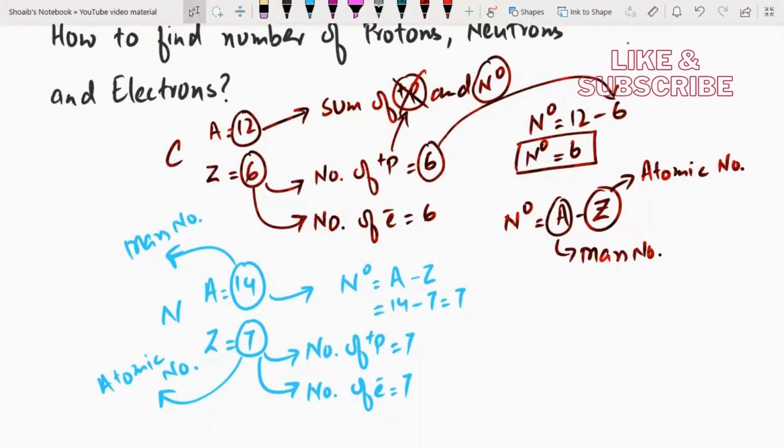So how can we get the mass number and the atomic number? We get these two numbers, the mass number and the atomic number, from the periodic table with the help of the symbol of an element. We will discuss how we can know the atomic number and the mass number with the help of a symbol in the periodic table in our next video.